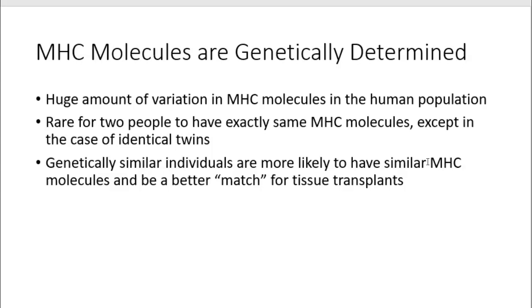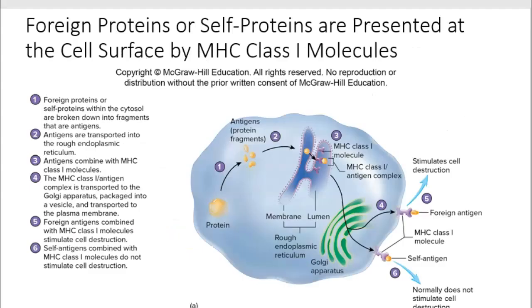Now, if an MHC molecule is on the surface of the cell and has a self-antigen displayed in its groove, then the immune system will leave that cell alone. But if a cell has an MHC molecule displaying a foreign antigen in its groove, then that is a signal that that cell is infected and we need to remove that cell. So let's take a look and see what I'm referring to here.